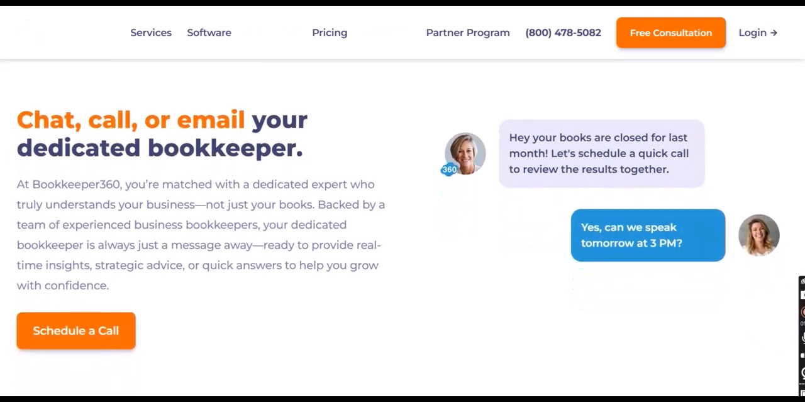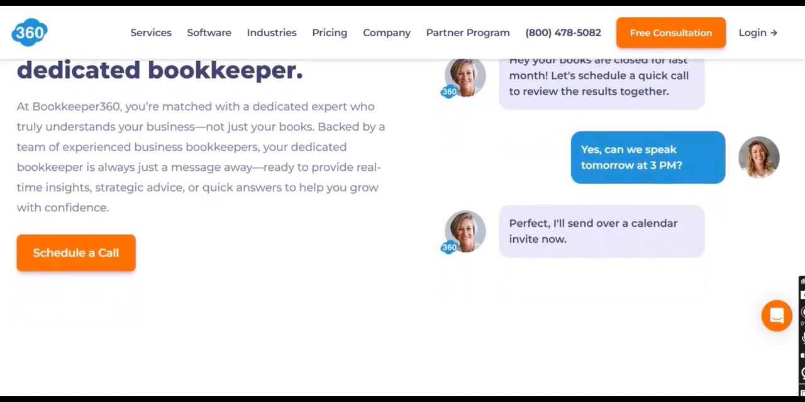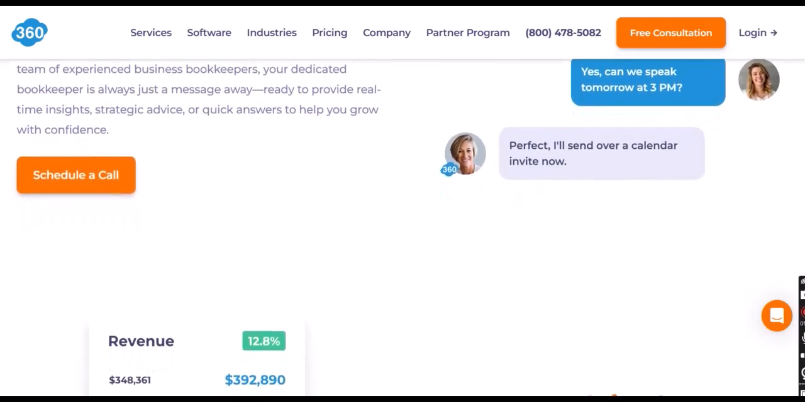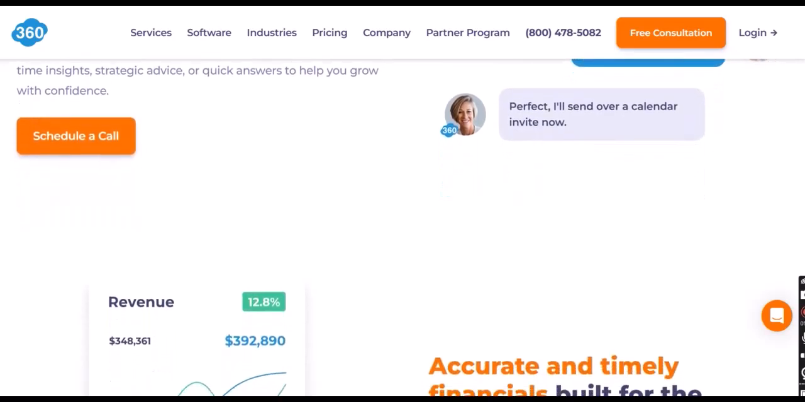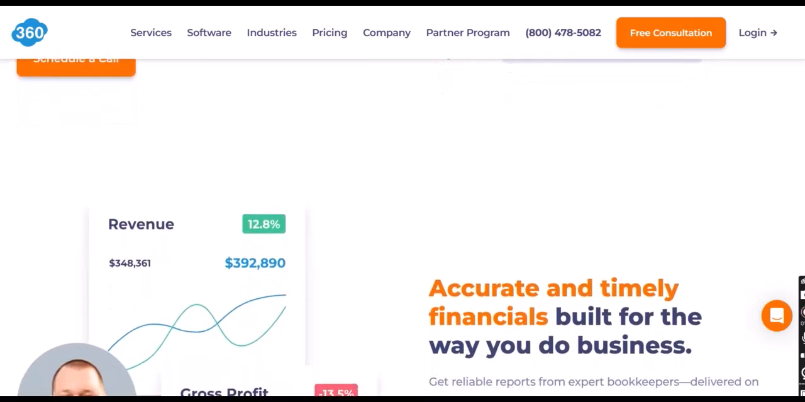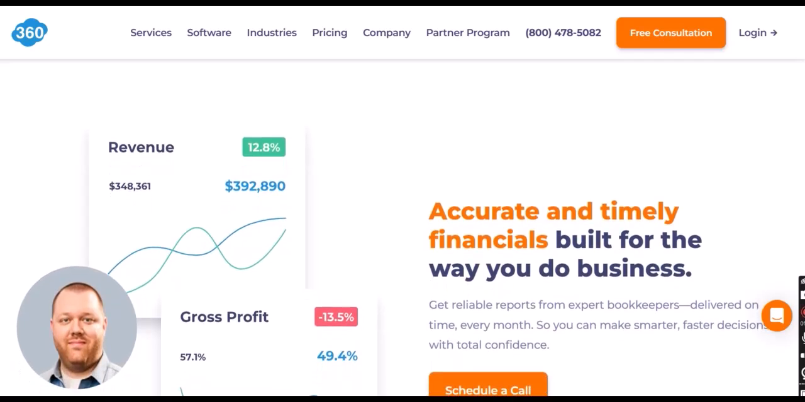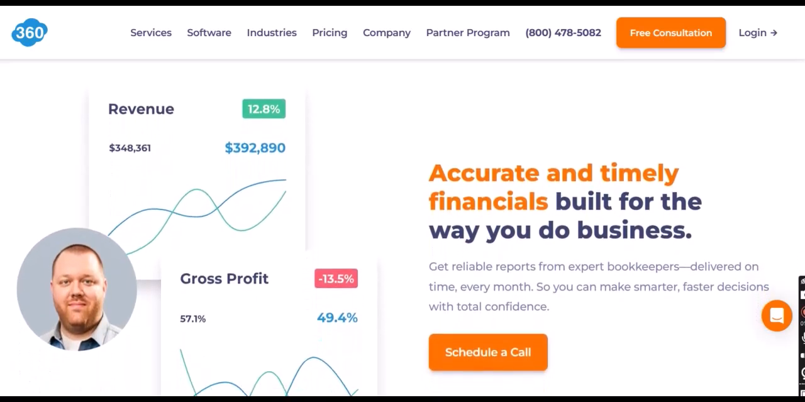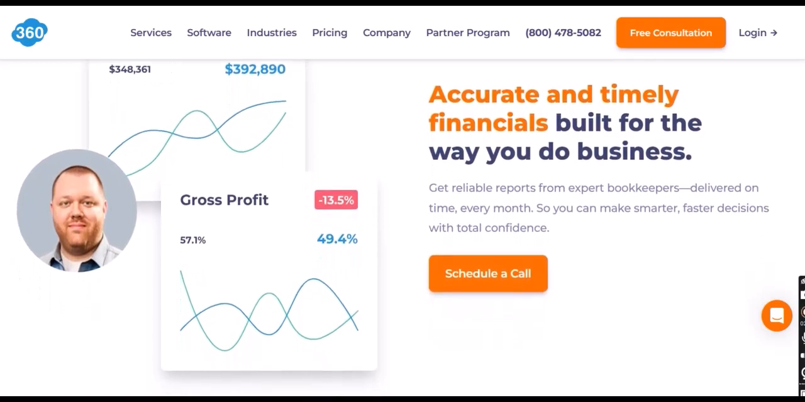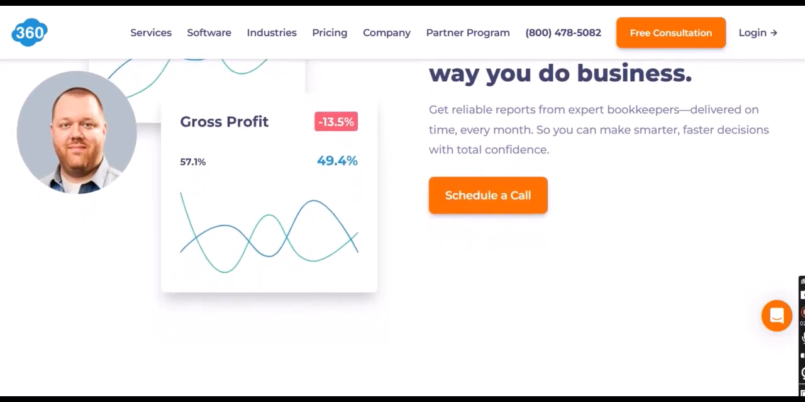Advisory, optional/tier dependent. Depending on your chosen plan, you'll have regular check-ins with financial advisors who can discuss your performance, offer strategic advice, and help with planning. Tax. Optional/tier dependent. If included, they will handle your tax filings and provide tax planning support. The value proposition. Why businesses choose Bookkeeper 360. Businesses don't calculate Bookkeeper 360. They invest in it for several key benefits.